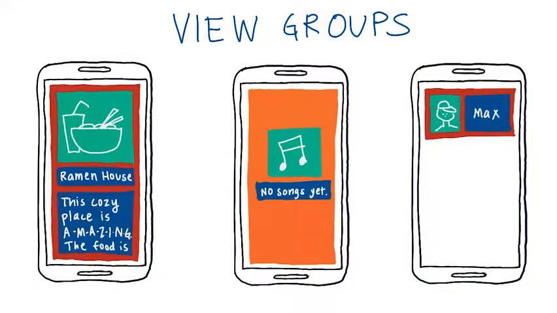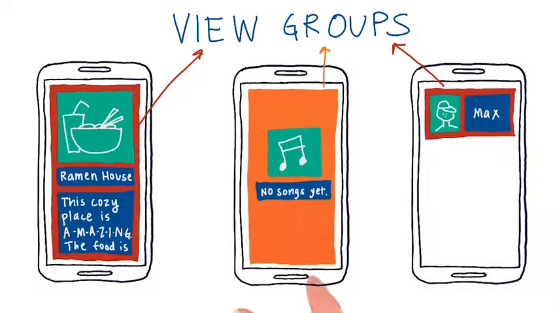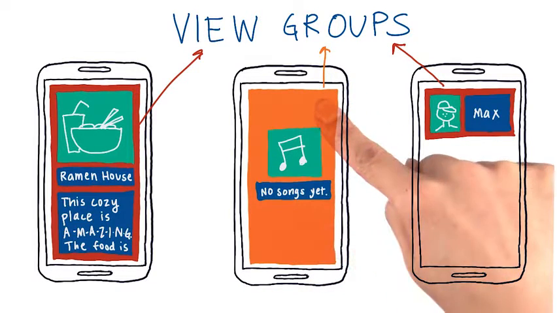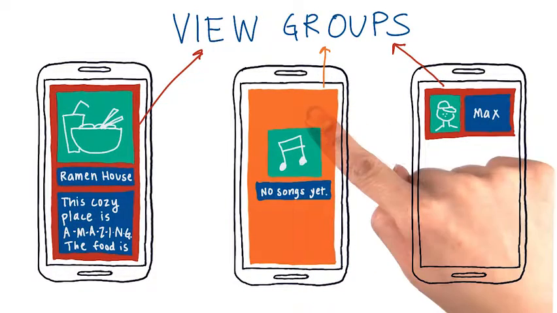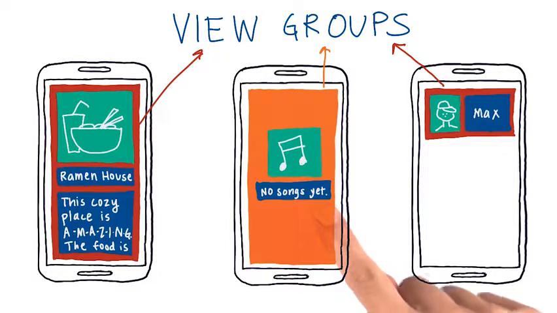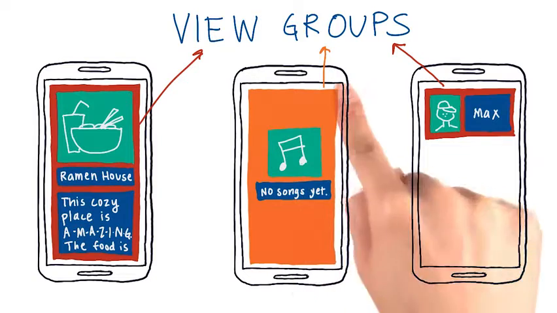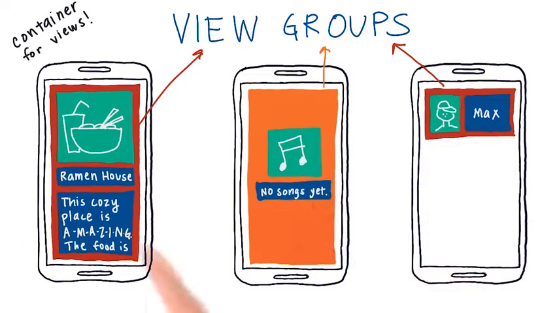View groups are also views, and they are rectangles on the screen. For example, the red and orange rectangles here are all view groups. They can have a width, a height, or a background color, or other attributes. The background color here is orange, but it could also be transparent, so the view group isn't even visible to the user. Instead of holding some content like text for a text view or image for an image view, the content that a view group holds is other views. You can think of a view group as being a container for views.